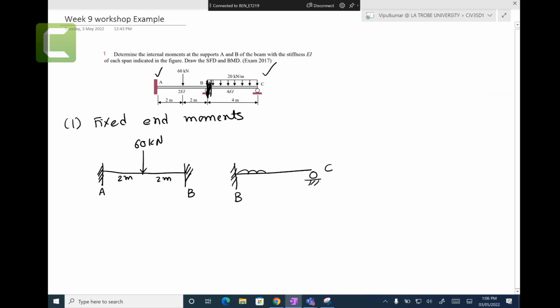C, UDL load of 20 kilonewton per meter and 4 meters. You with me, right? I just take segment AB, segment BC. Don't touch A and C. A is fixed, C is roller. Internal ones, all fixed, should not have. If it gives you multi-span, you can repeat this process for multi-spans.